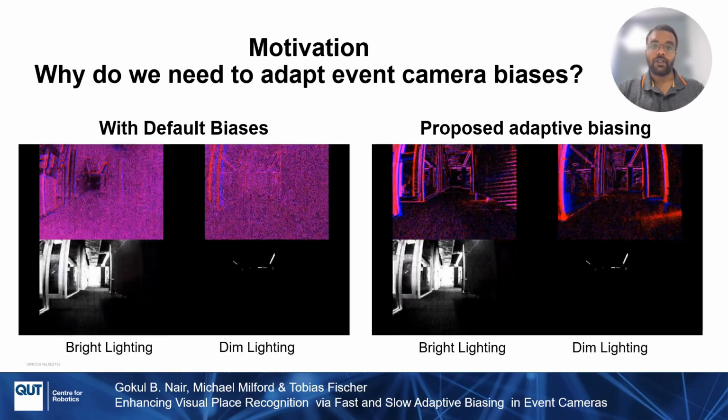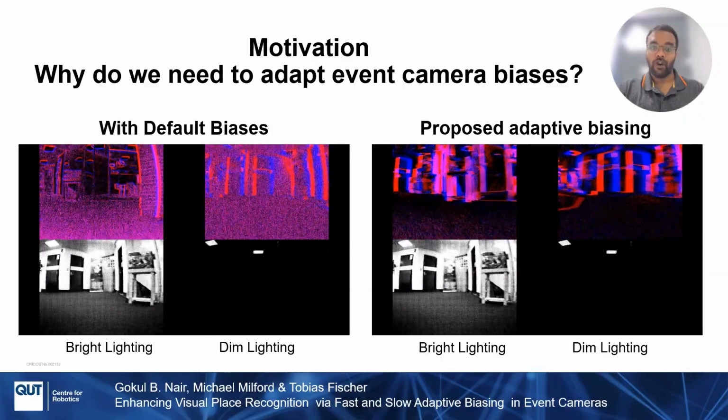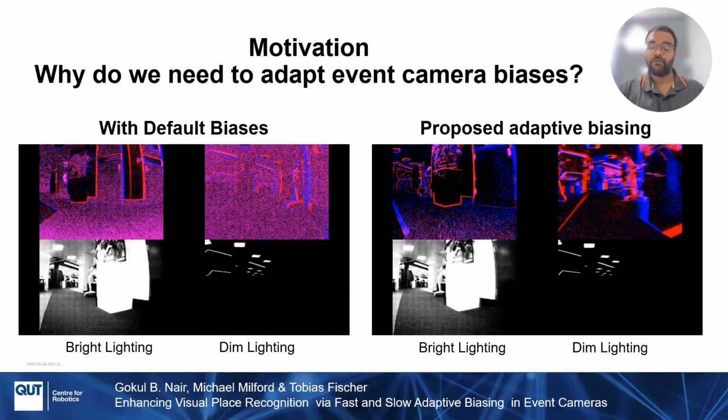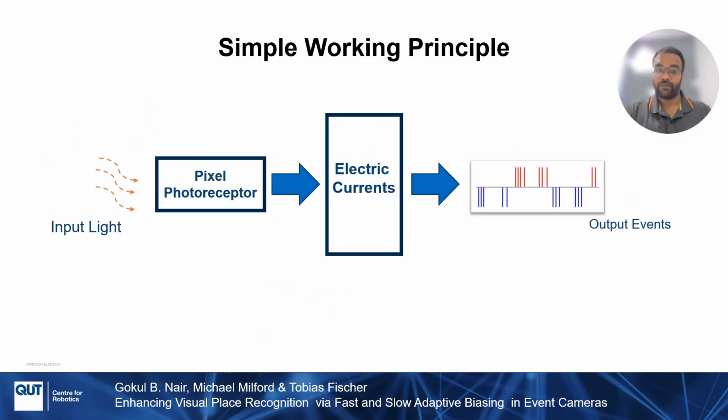Event cameras offer great potential for mobile robot applications, but optimizing their performance requires careful adjustment of device parameters known as biases. But what are these biases? Event cameras threshold logarithm of input light intensities to generate spike trains called events. Each pixel generates these spike trains independently from each other, but only when sufficient changes in input light intensities are detected in its field of view.